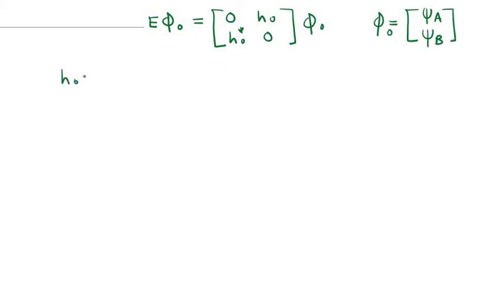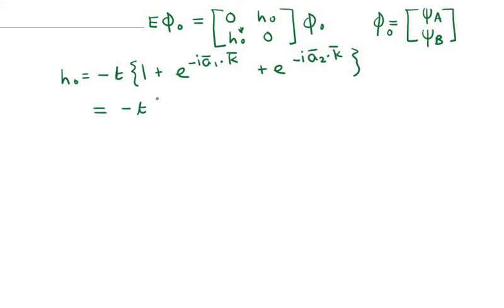Okay, and H0 was precisely minus t times 1 plus e to the power minus I a1 dot k plus e to the power minus I a2 dot k, which again we simplified earlier, so I am not doing the calculation right now. So this is equal to minus t times 1 plus 2 e to the power I kx a cos kyb.